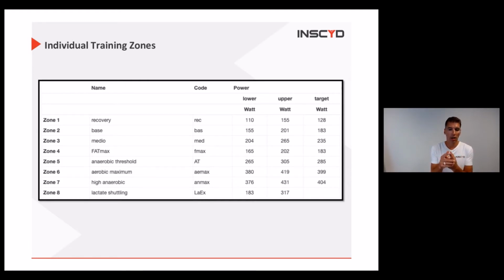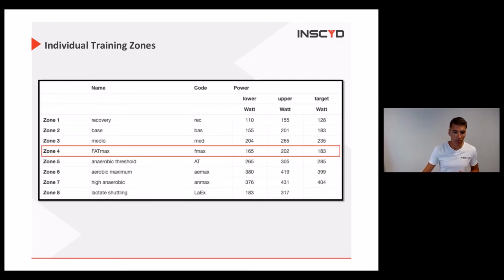So base training is calculated based on substrate utilization, right? Because when you do many hours of low intensity training, it's a fueling issue, right? Fat max, obviously, is based on the individual fat max intensity of an athlete. Anaerobic threshold, of course, is based on anaerobic threshold. Aerobic maximum is based on VO2 max, right? Because this is what you're trying to train. High anaerobic training intensity or zone is based on how much energy is covered by anaerobic metabolism. So again, based on the master metric, so to speak.